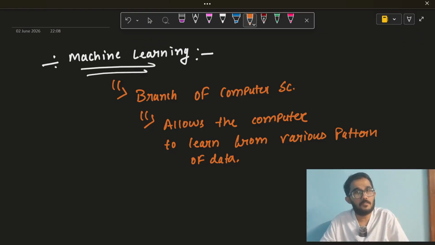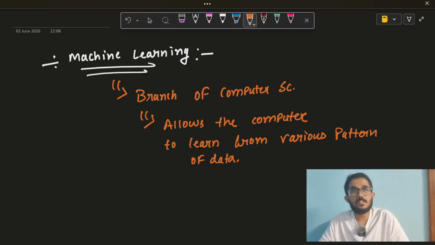Traditionally, people used to write the code for each and every instruction. So now our computer will be understanding each and everything automatically by understanding the pattern of the data, how the pattern is changing along with time. And this is all about machine learning.